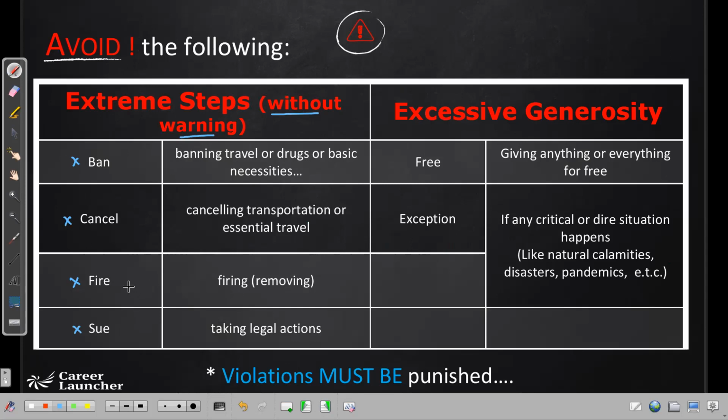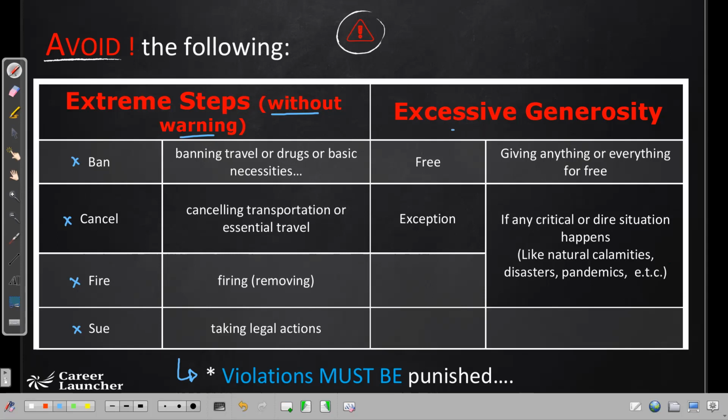For example, somebody, even after being given two warnings, is coming late to the office, so please fire him or her. Taking legal actions, I mean, I need to cover this, that we do not go for the extreme steps prima facie. Violations must be punished. So if you're violating a particular thing that has been given as a punishment, yes, you can do these things, but not without a warning. Try to warn before you take an extreme step.